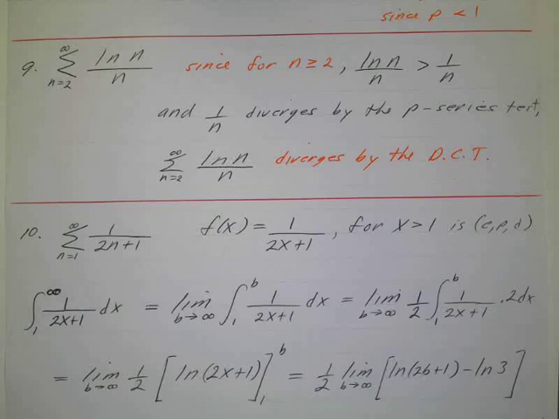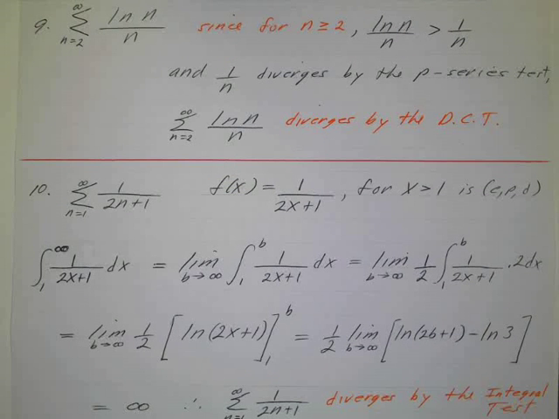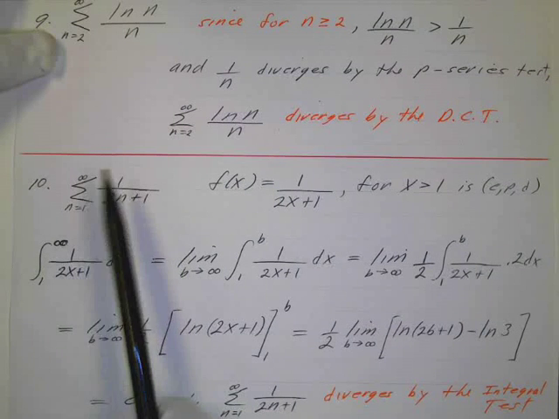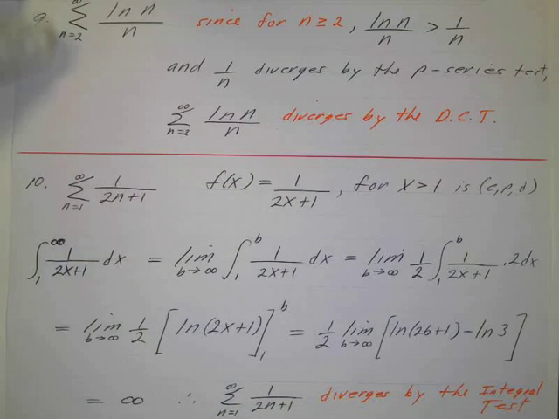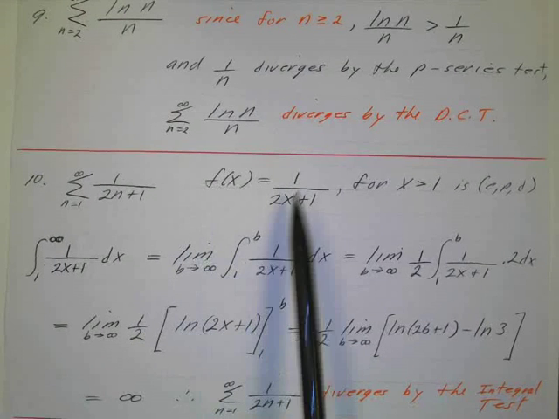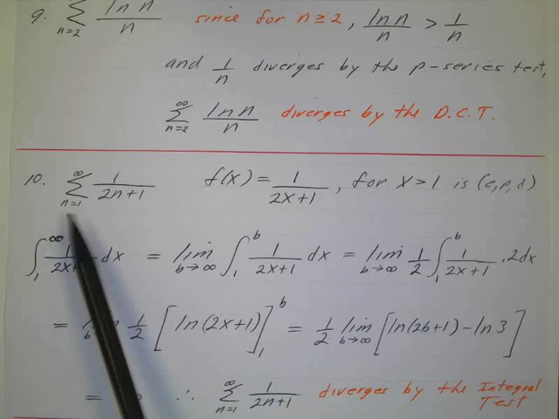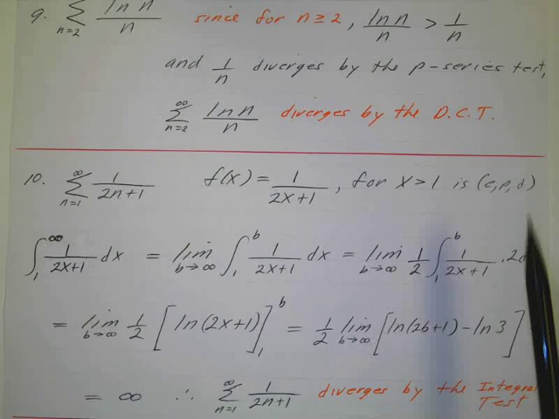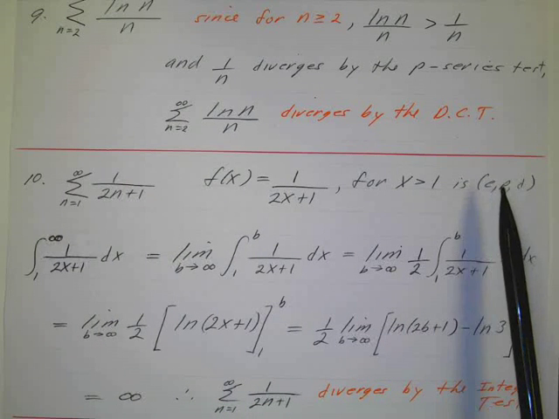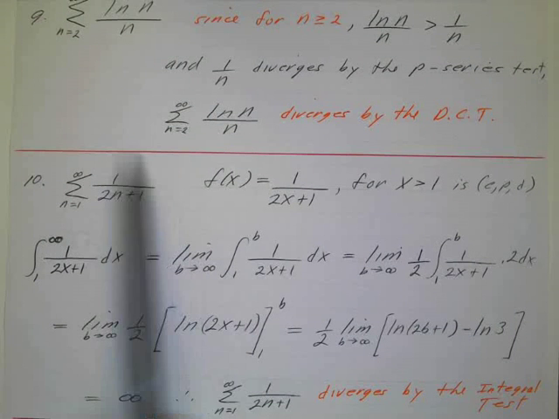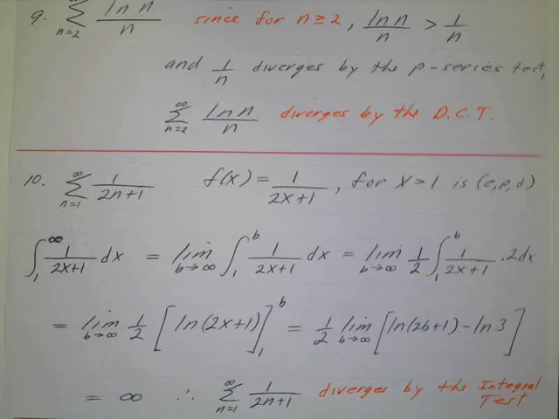Okay. On number 10, I think I used the integral test on this one. The summation from n equals 1 to infinity of 1 over 2n plus 1. This looks like a situation where we can apply the integral test. So f of x equals 1 over 2x plus 1, for x greater than 1, and that is continuous, positive, and decreasing. So we know that this series will behave like this improper integral.